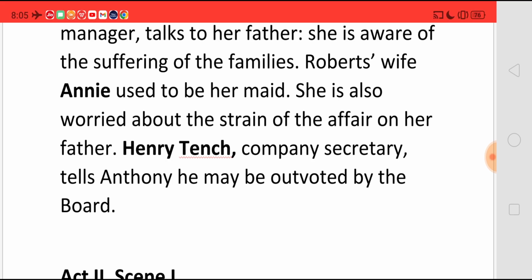Henry Tench, who is the company secretary, tells Anthony that all the directors are planning to outvote Anthony in the board meeting. And this also causes a strain on Anthony.